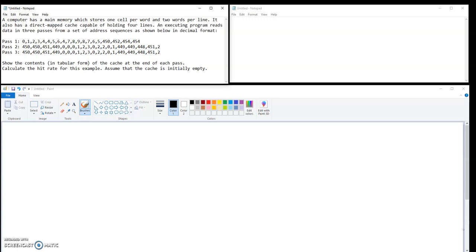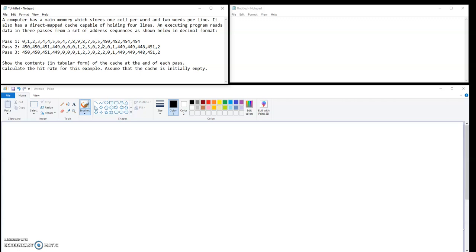An executing program reads data in 3 passes from a set of address sequences as shown below in decimal format. Decimal just means base 10. Pass 1. Those 20 cell addresses are being referenced. So you can see there's a bit of temporal locality, 4, 4, and a lot of spatial locality. The program tends to be thrashing between 0 and 9 and 449 and 454, something like that. There's 2 areas of memory that are thrashing back and forth, fighting to be in the cache at the same time.